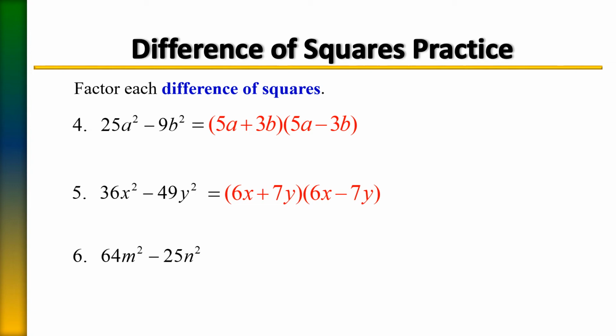Let's do the last one. What do you think that one factors into? I'll give you a moment. If you said 8m plus 5n times 8m minus 5n, then you are correct. Good job.